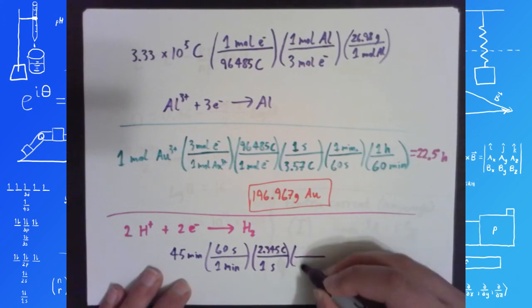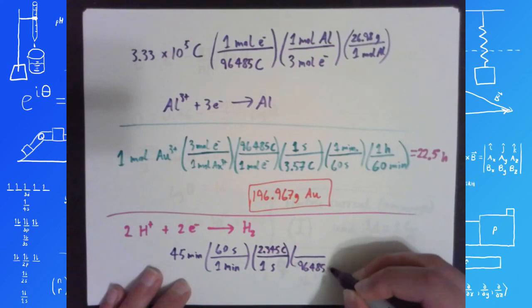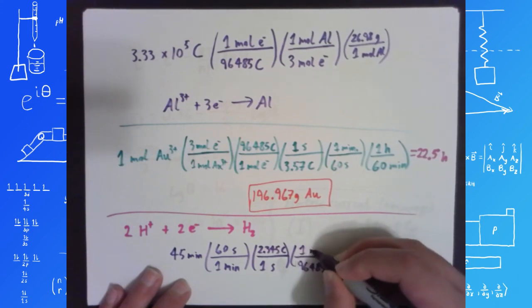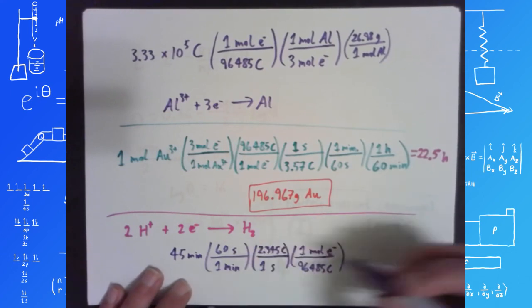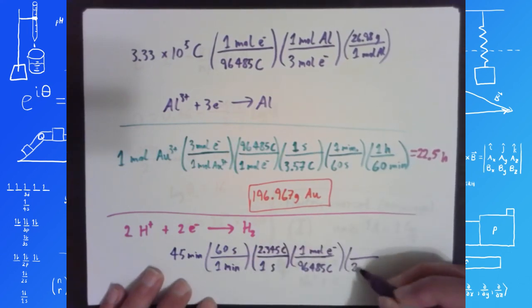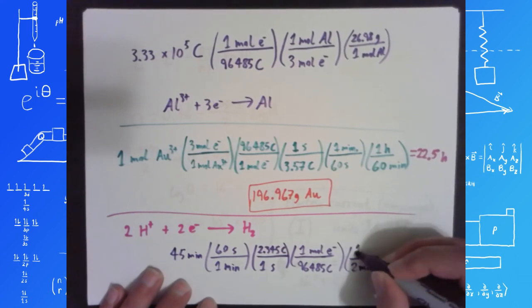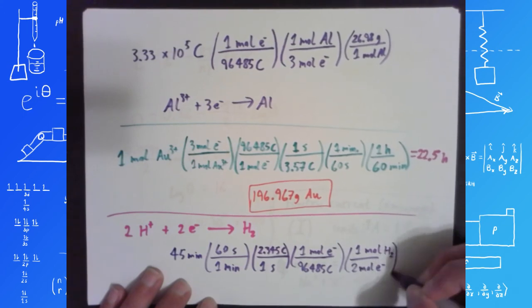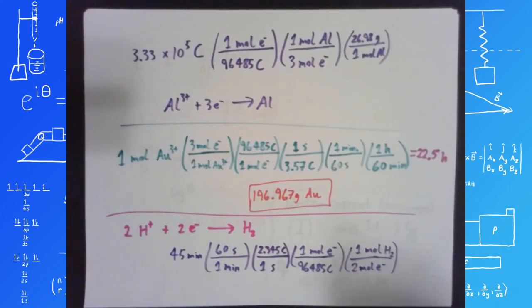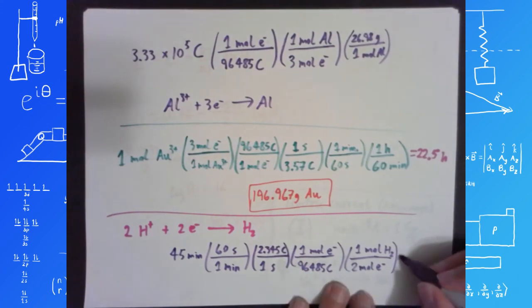And then, of course, Faraday's constant, 96,485 coulombs for every 1 mole of electrons. And of course, we've got 2 moles of electrons for every 1 mole of hydrogen gas. And that gives you your moles of hydrogen gas.